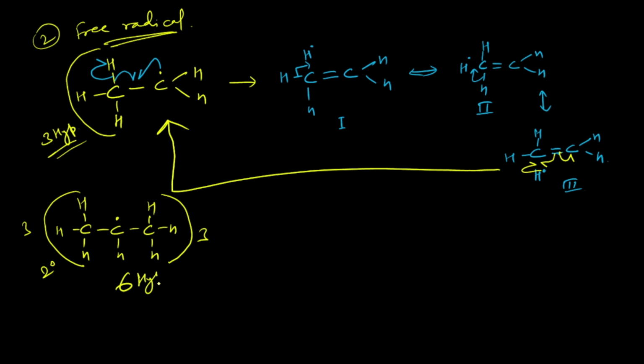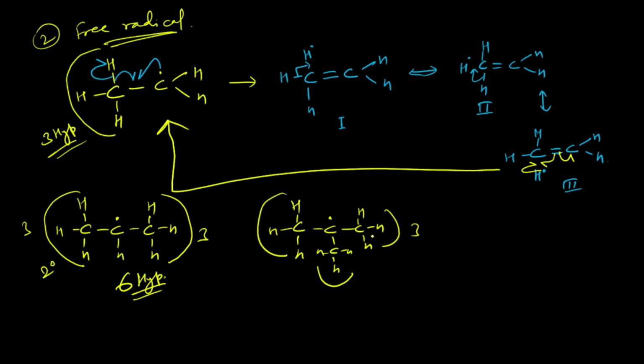6 hyperconjugating structures. Likewise for tertiary, see hydrogen, hydrogen and hydrogen. This is the radical, here hydrogen, hydrogen and hydrogen. In this place hydrogen, hydrogen and hydrogen. So see here 3, 3 and 3. So this is tertiary, total 9 hyperconjugating structures.